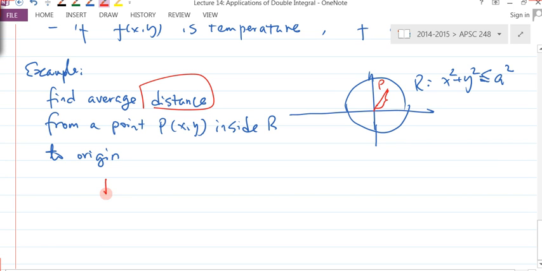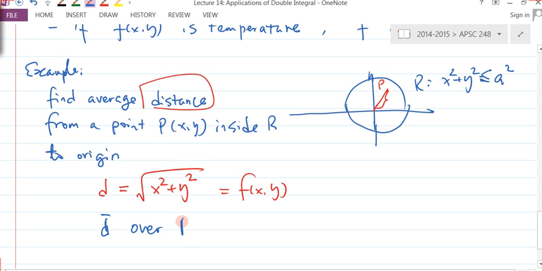So given a point P, what is the distance of that point P to the origin? It's as simple as square root of x squared plus y squared, right? And we need an average value. Basically, this is your f of x, y here. And we need to find the average distance, or d bar, over this R here. That's the formulation from this question. Is that good?